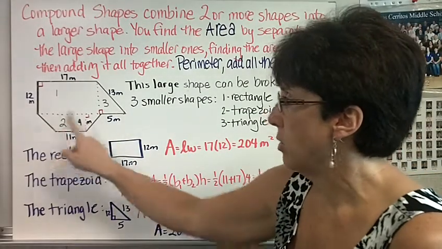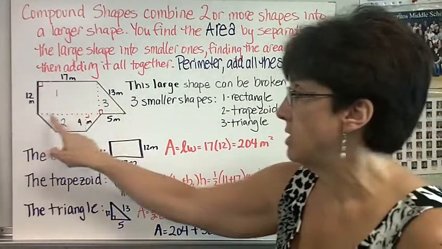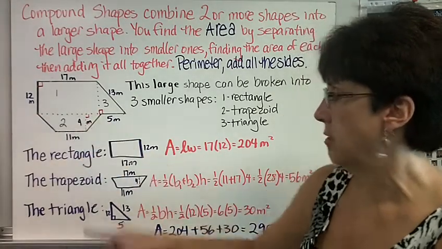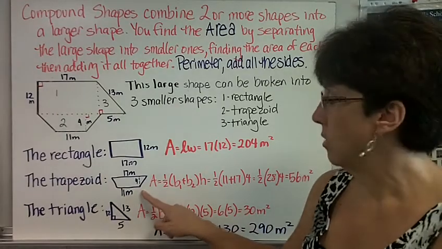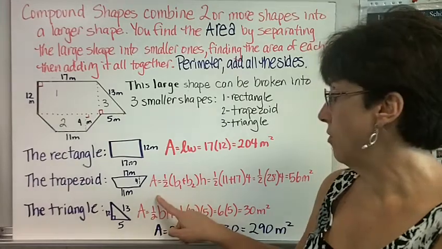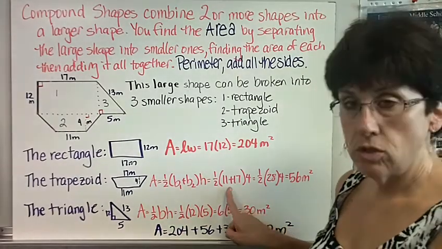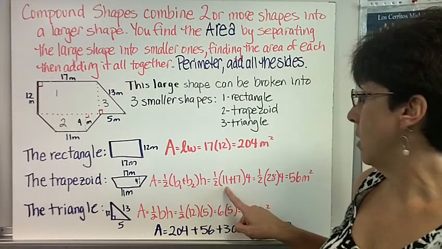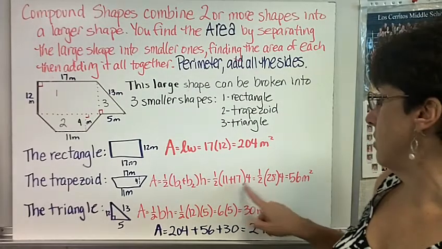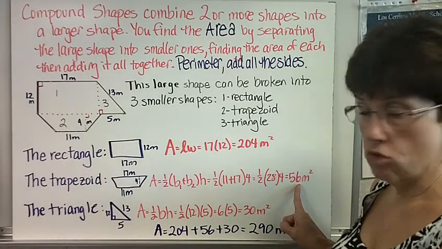Now I'm going to look at the trapezoid. I see that one base is 11, the other base is 17, and the height is 4. That's the 4, that's for that height. So here's my trapezoid. I've written it out. 11, 17, 4. Area equals 1/2 times the quantity, base 1 plus base 2, times the height. So substitute in your values. 1/2 times 11 plus 17 times 4. 11 and 17 is 28. Half of that is 14. 14 times 4, 56 meters squared.